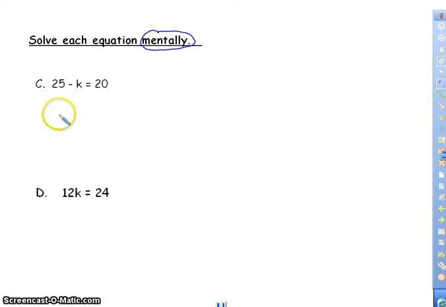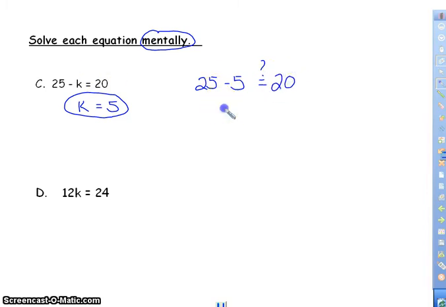So for the first one, I want to know 25 minus what would be 20. Okay, so if you're thinking through this process, we know we have to take away. What are we going to take away from 25 to get 20? Well, we're going to take away 5. Okay, so we're going to test this as our solution. You can always check to make sure you did it right. So I'm going to do 25 minus 5, and I want to know, does it equal 20? Well, 25 minus 5 does equal 20, so we know we did it correct.